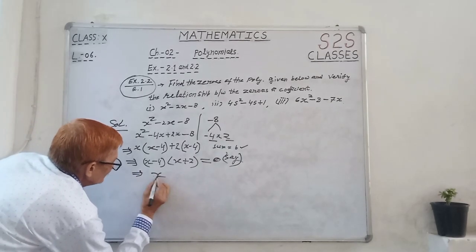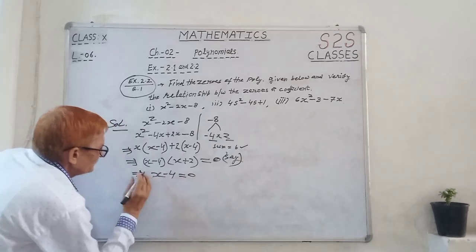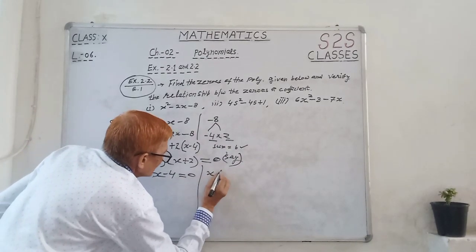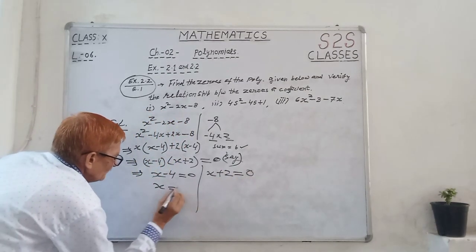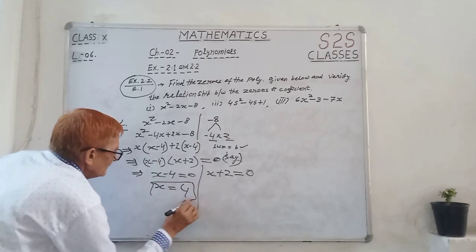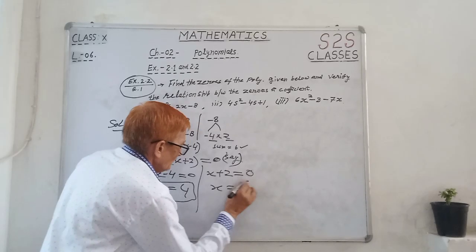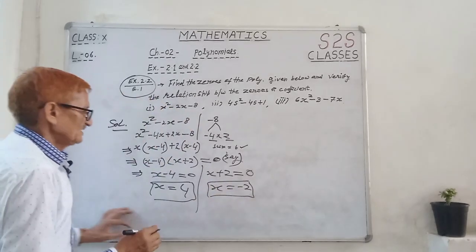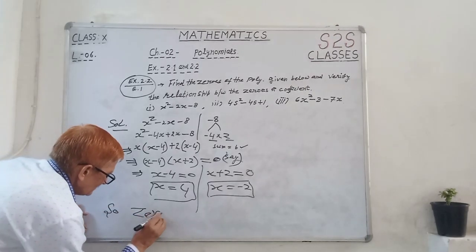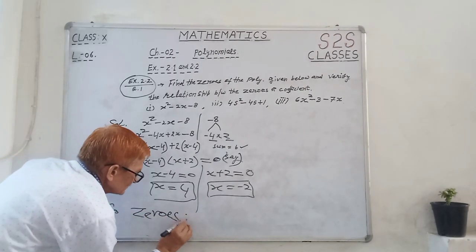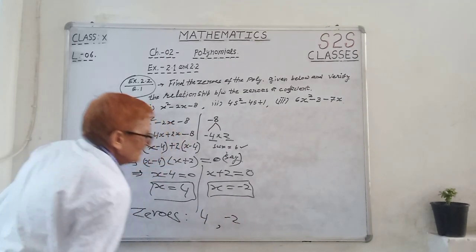Each factor will be 0, so x -4 may be 0 if the product is 0, or x +2 may be 0. So x is equal to 4 from here, and then from here x is equal to -2. The 2 will go to that side. So these are the zeros: 4 and -2. Two zeros have come.